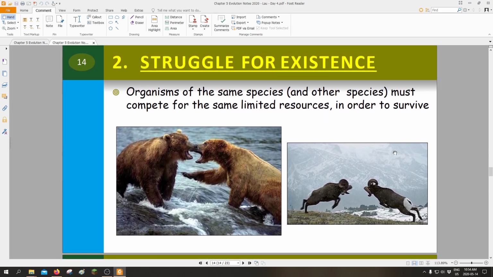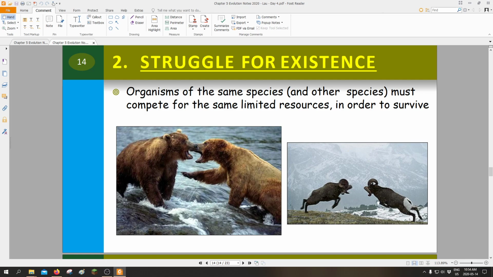Because of that, you're also going to have a struggle for existence. Point number two, organisms of the same species must compete for the same resources in order to survive and also to reproduce, right? When these two bears are fighting, they're competing for the fish in the river. There's only so much fish.